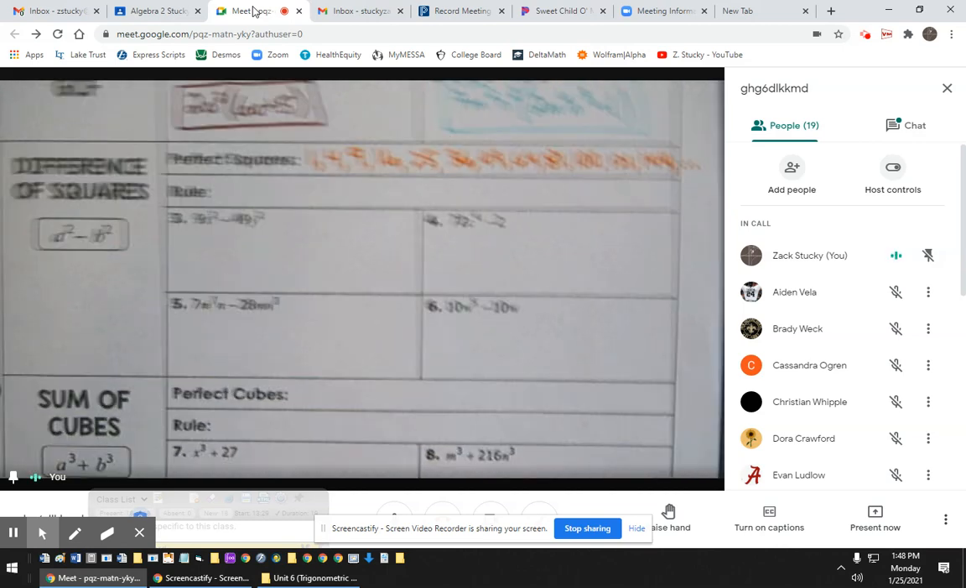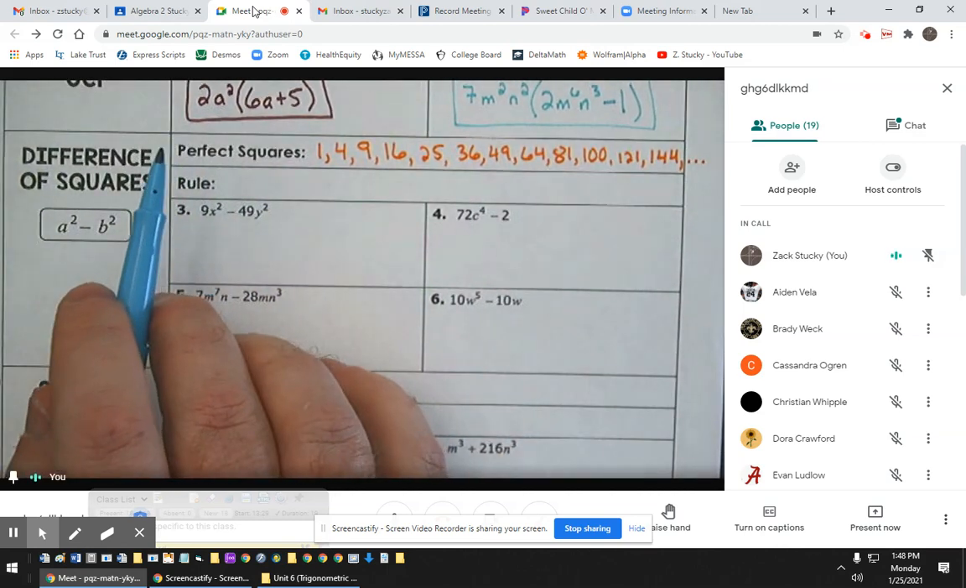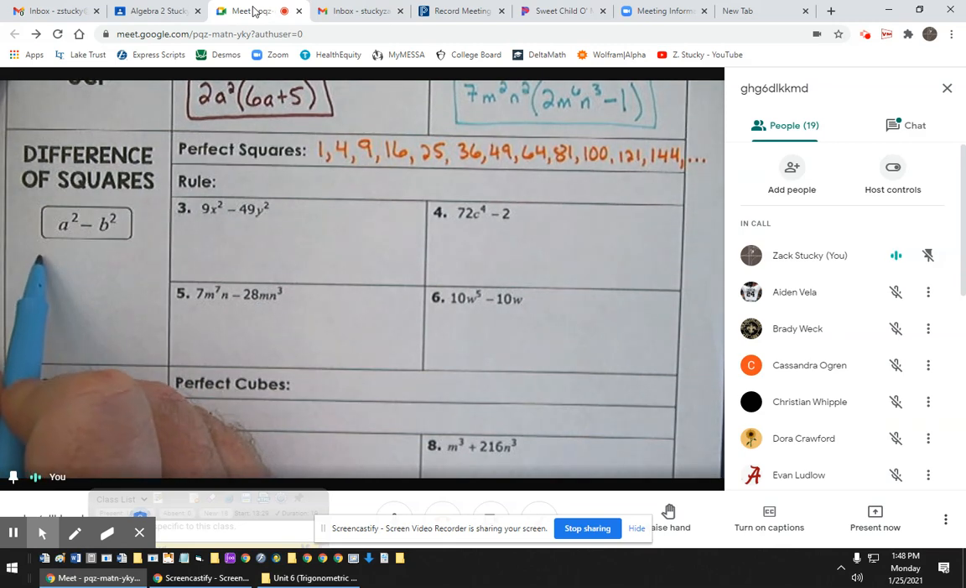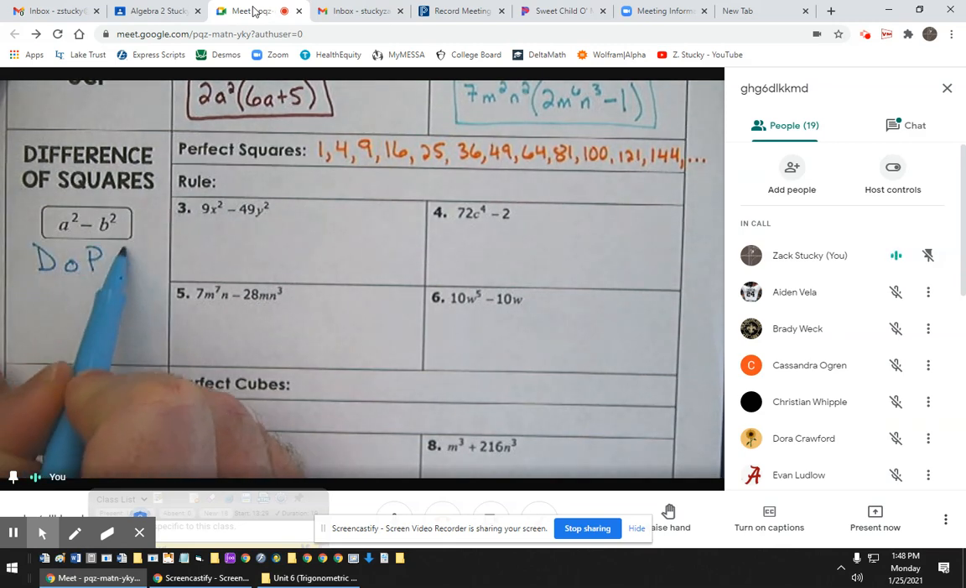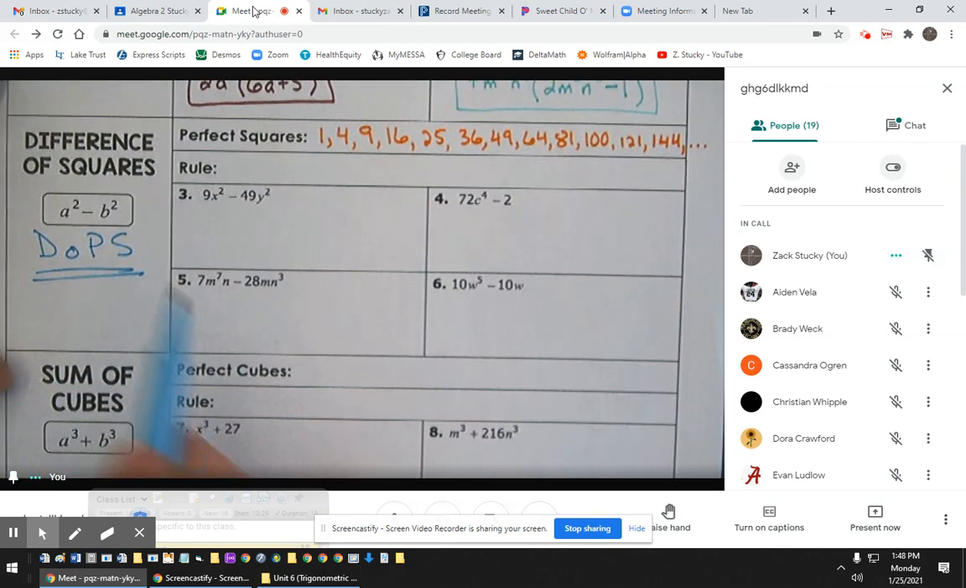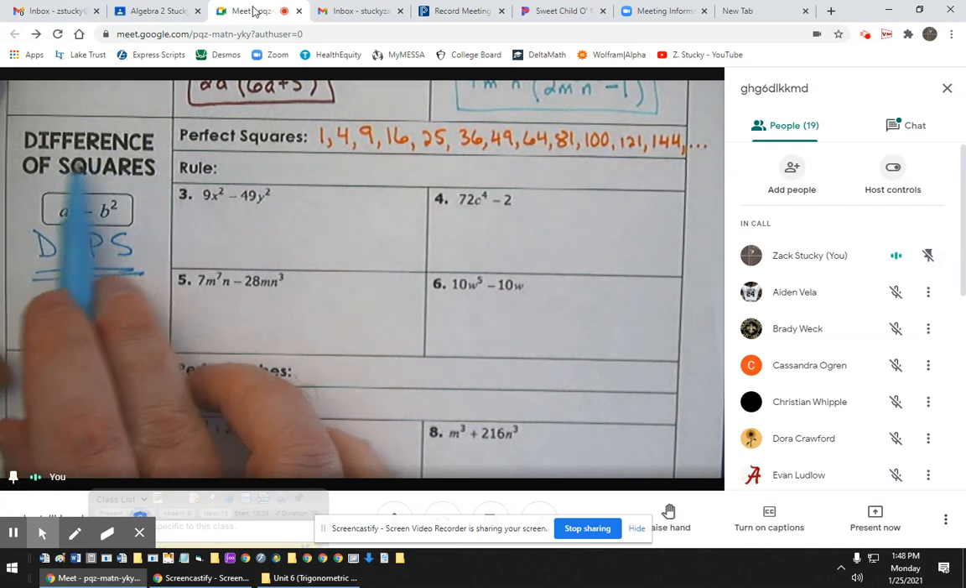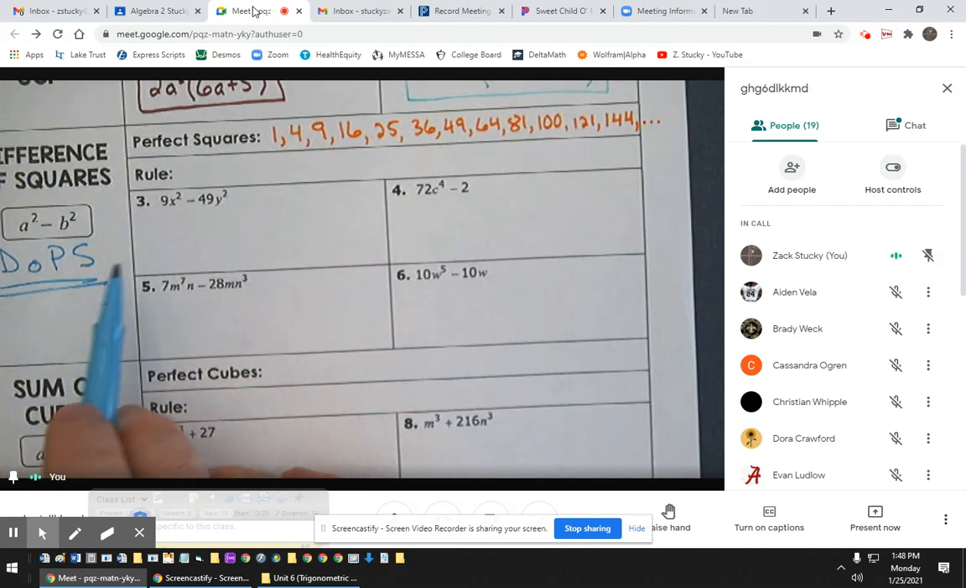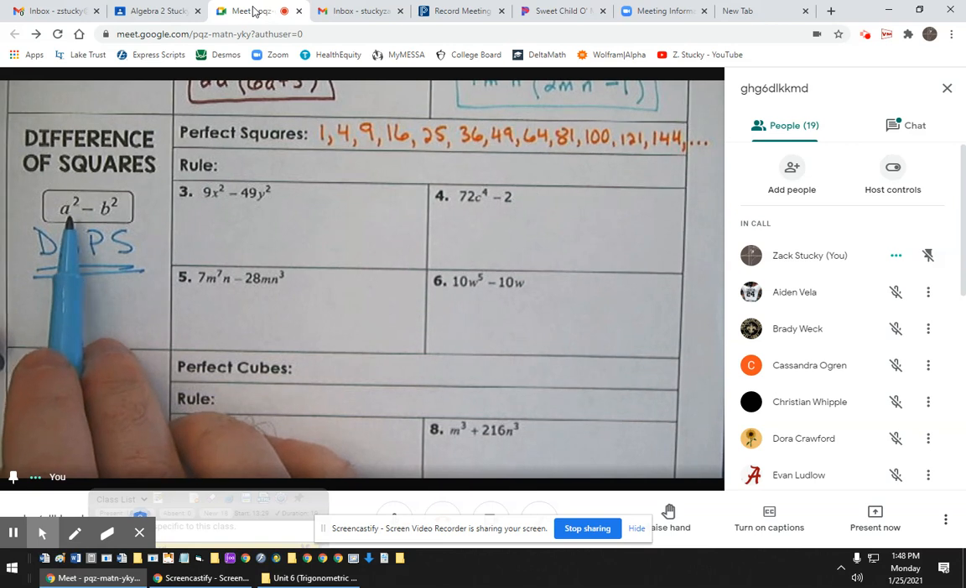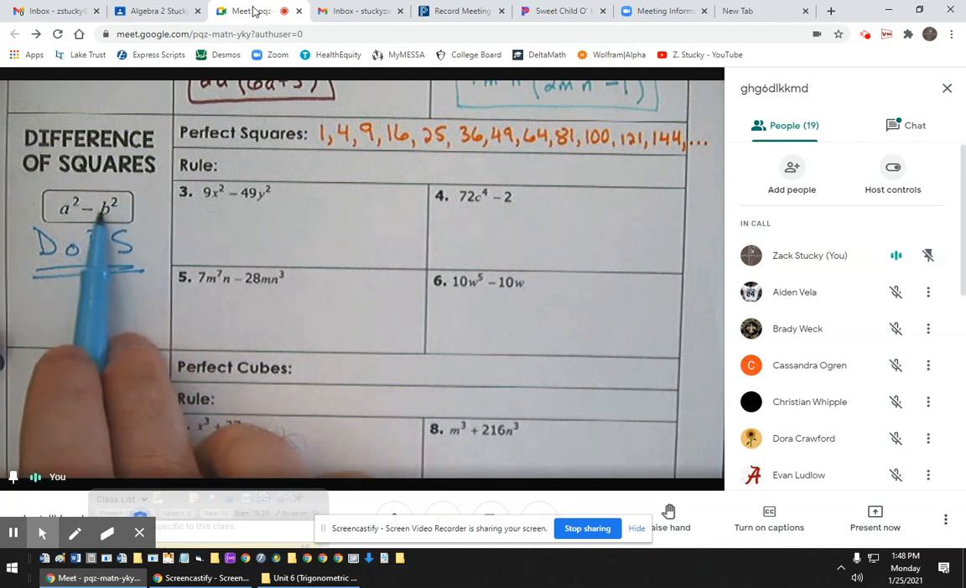Okay, so what's the rule when it comes to breaking down? I call this dopes. Difference of perfect squares. She just calls it difference of squares. I call it difference of perfect squares. Same diff. This only works if this term is a perfect square, this term is a perfect square, and there's a minus in the middle. You remember difference means subtract?